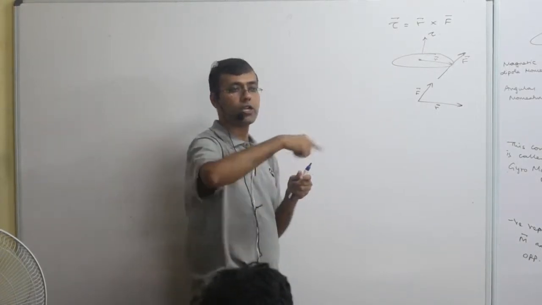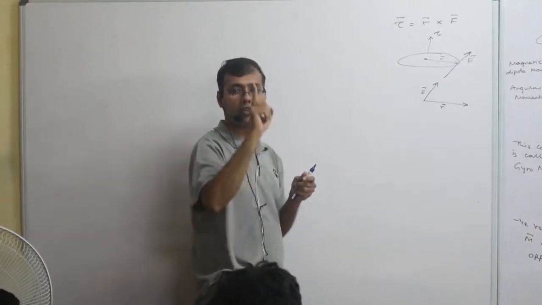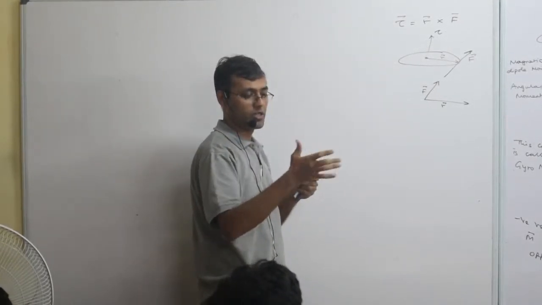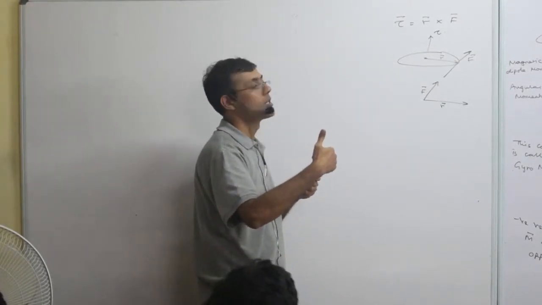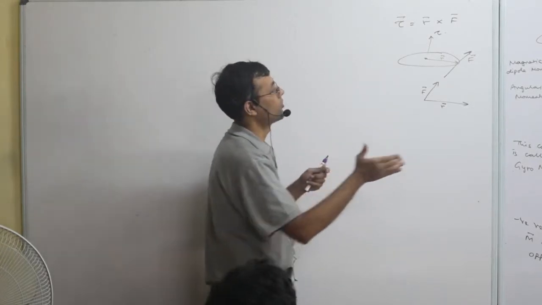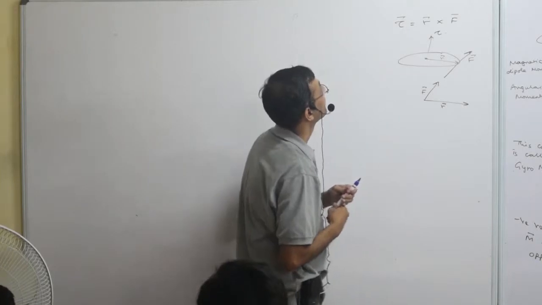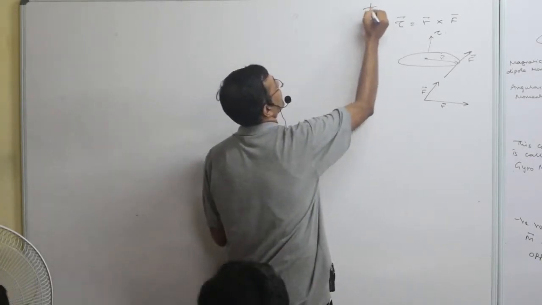Because torque is a rotational motion, it doesn't have a direction as such. But if you go by the right hand thumb rule, that is your direction for torque. So if it's going like this, then this is my direction. Again, this is some basics.